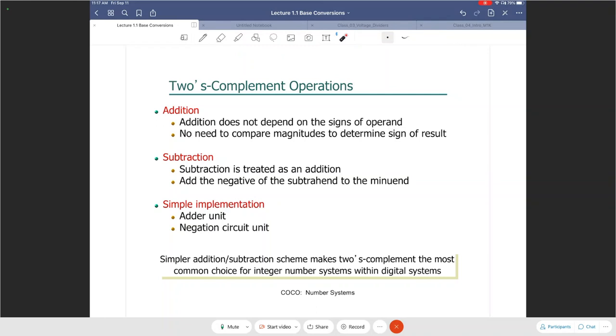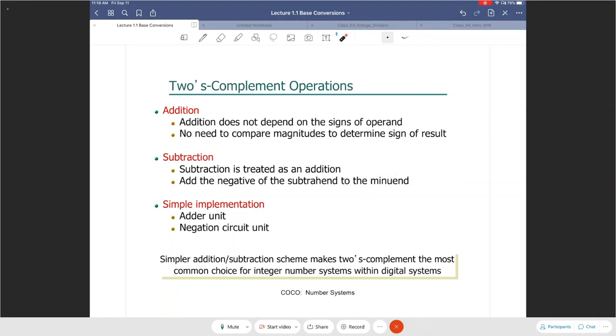So for 2's complement, when you're doing addition, it doesn't depend on the sign of the operand. No need to compare the magnitudes to determine the result. You just add them and look at the most significant bit position. If it is 0, the answer is positive. If it is 1, the answer is negative. Subtraction is treated as addition, pseudo addition, I call it, right? Add the negative of the subtrahend to the minuend.